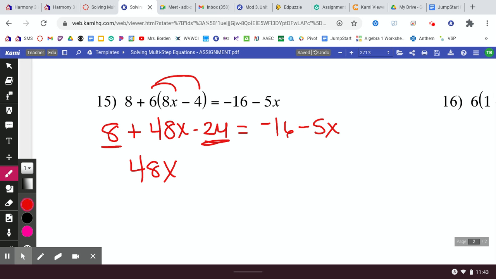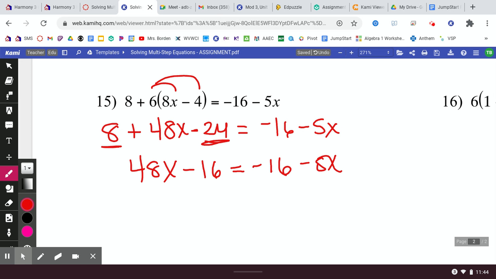If the signs don't match, you subtract the numbers and keep the sign of the bigger. So 24 minus 8. Yeah, and it's going to be negative 16 because the negative 24 is bigger than the positive 8. So minus 16 equals minus 16 minus 5x. All right. That looks like an 8, but I promise it's a 5.